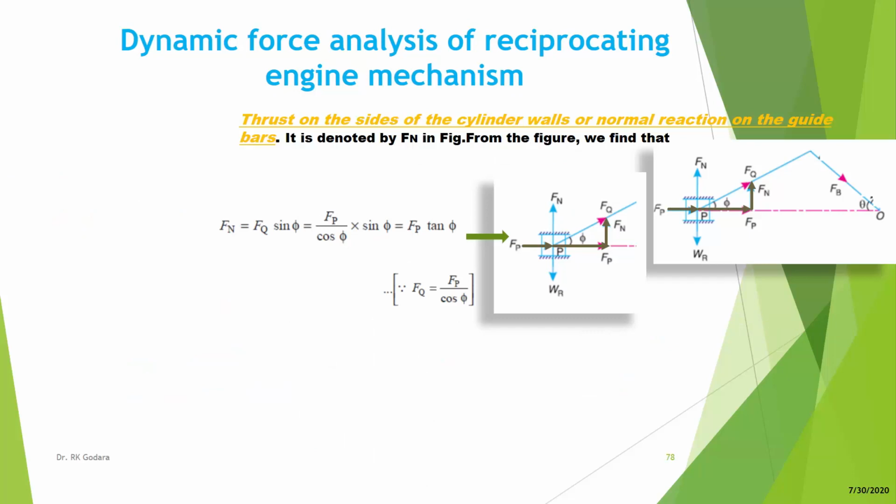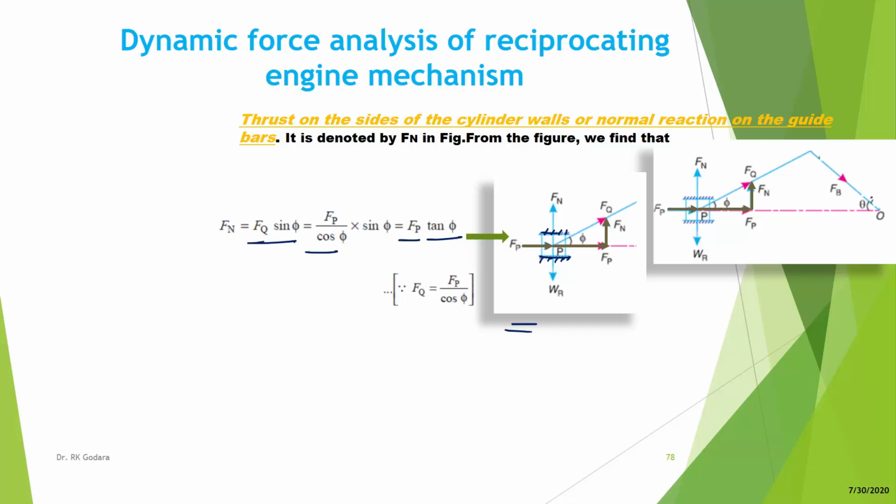Now we find the thrust on the sides of the cylinder wall, or normal reaction on the guide bars. This is equal to Fn, which is given by Fq sin phi. Fq is Fp over cos phi, multiplied by sin phi, so this becomes Fp tan phi. Here phi can be replaced in terms of theta, because theta is our input parameter which is known to us. So the thrust on the sides of the cylinder is given by Fp tan phi.